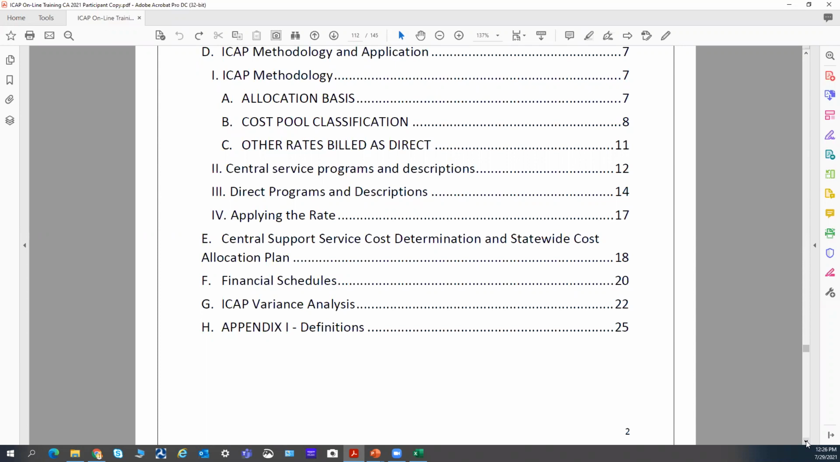So you can have a few rates, but at some point in time it might be beneficial to incorporate, because you can have one ICAP that includes all of those. They're just going to be identified as different pools and different activities.